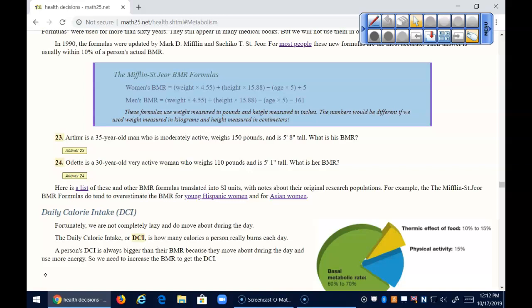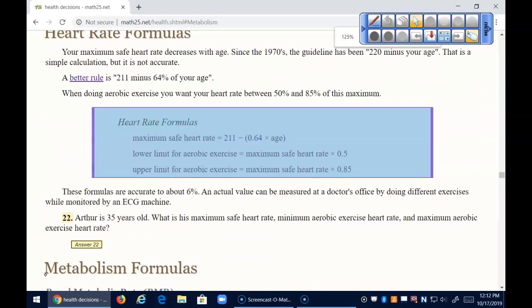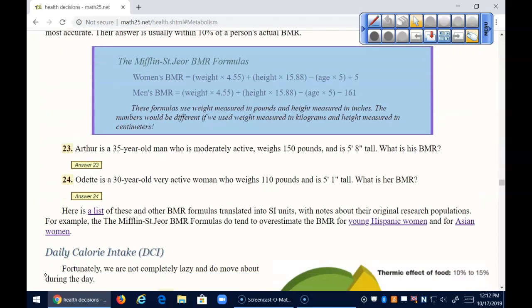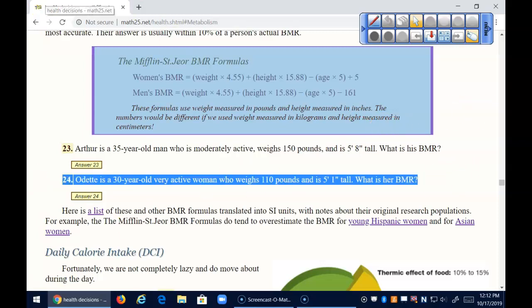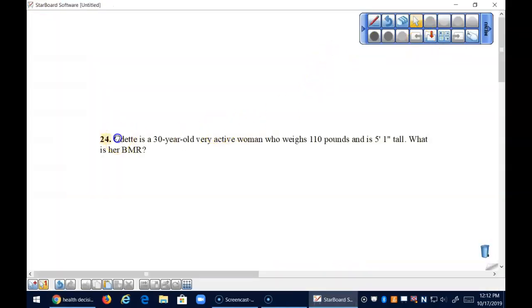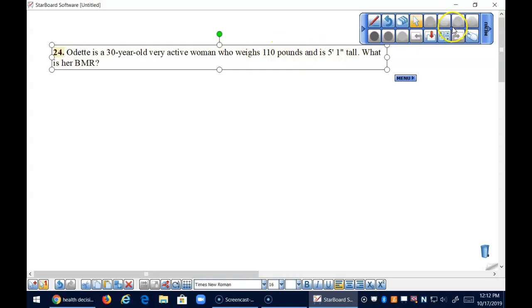here today. Should we do Arthur or Odette for our review problem? Odette, we did Arthur in class last time. Okay. That is our first slide.